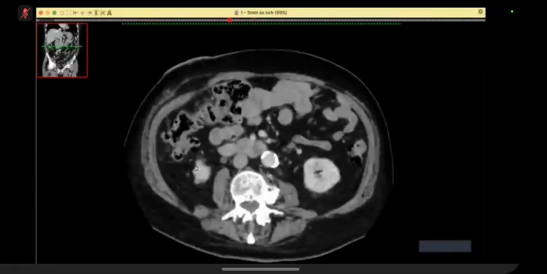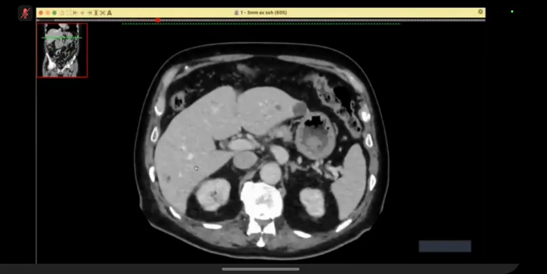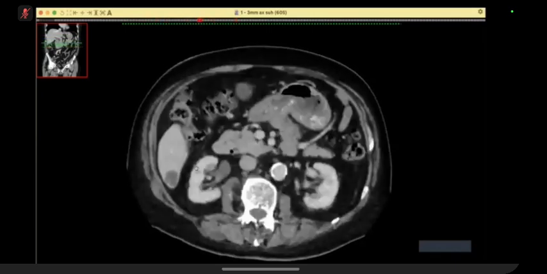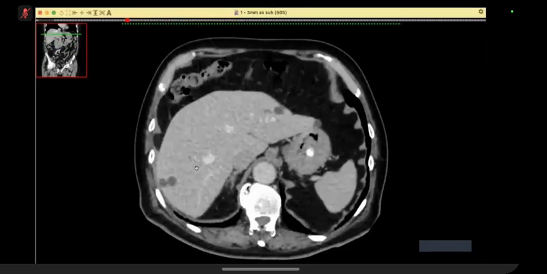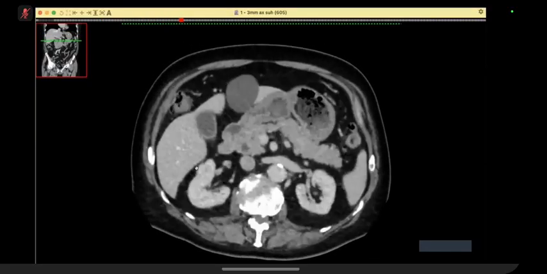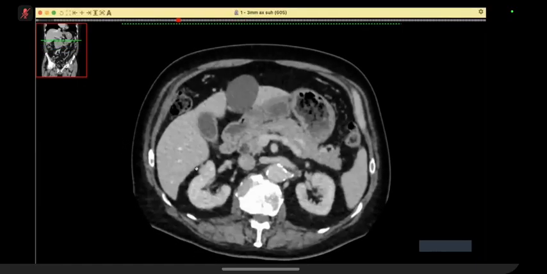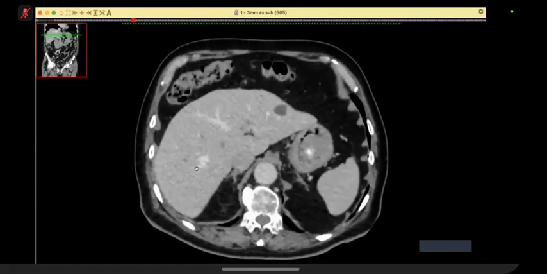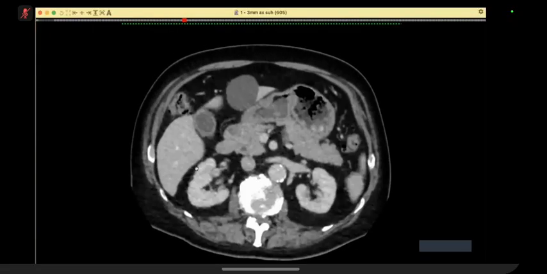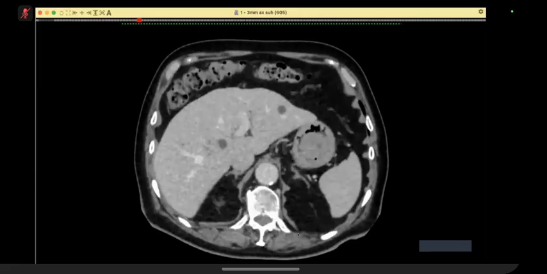Okay. In conclusion, I'm thinking of a concurrent tumor within the stomach, as well as deposits within the liver, and an anterior abdominal wall defect. Okay, thank you.